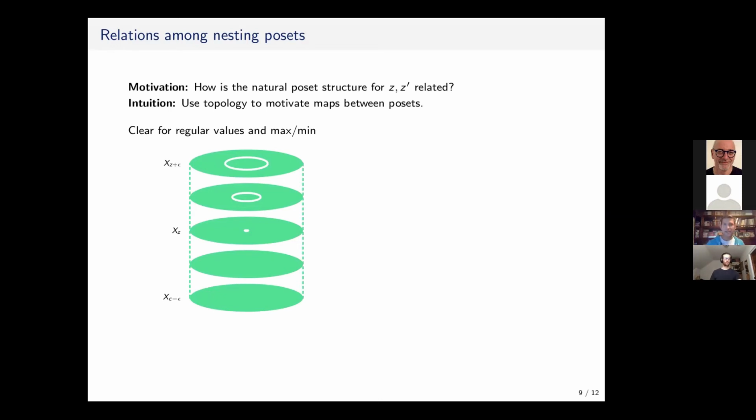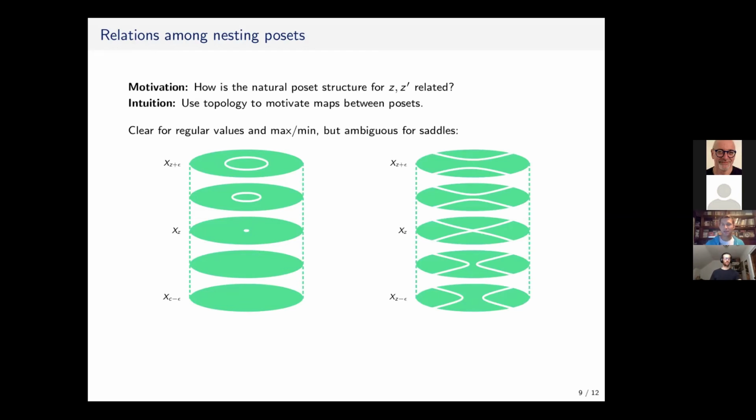However, for saddle points, it's not that clear. This is the local picture at a saddle point, and at the saddle we have 4 pieces. Let's make it a bit simpler. Let's go down just below the saddle point, where we have what looks like 3 pieces. So the question is, what does the nesting poset look like just below a saddle point? Well, I have these two white curves drawn here, but it's unclear how they connect.